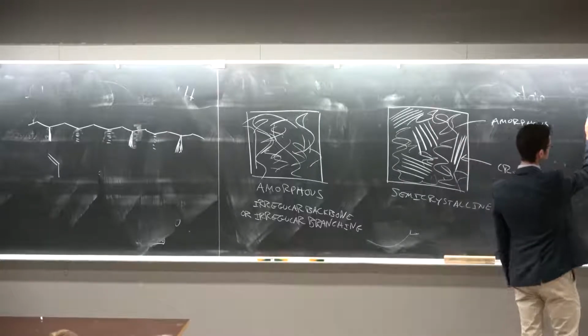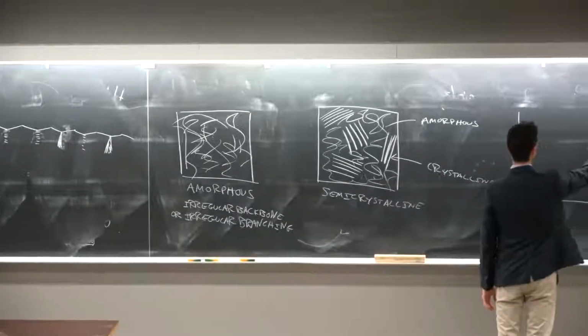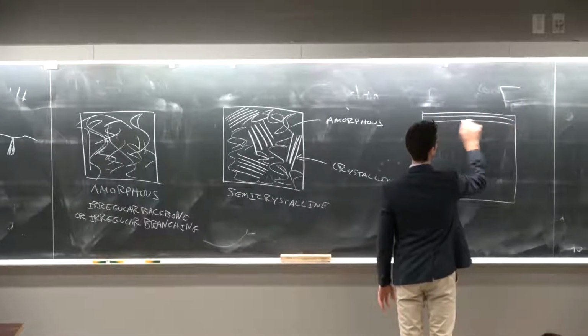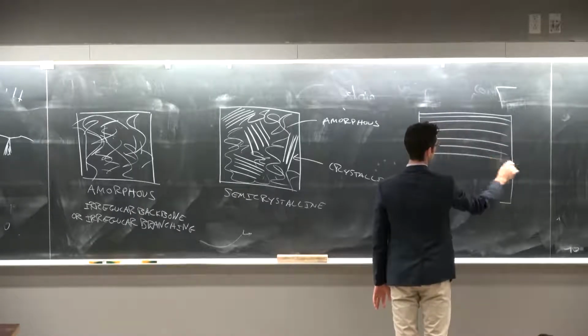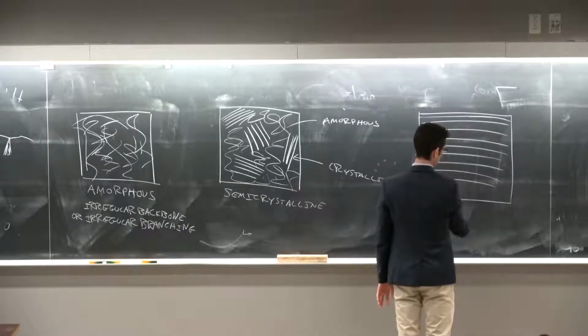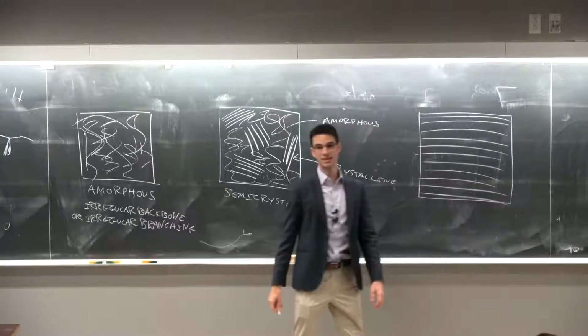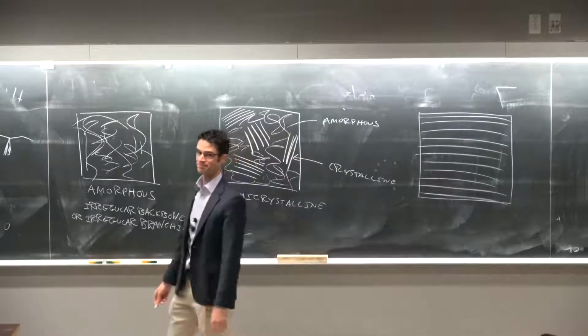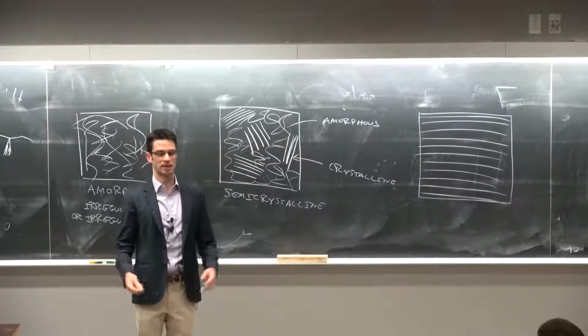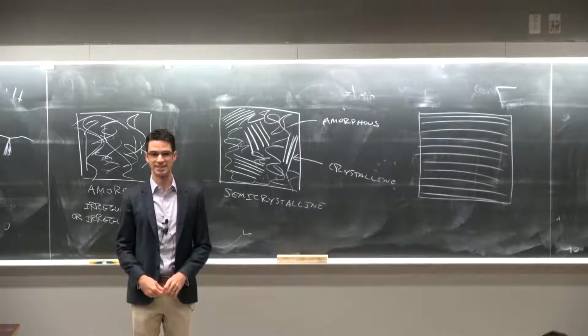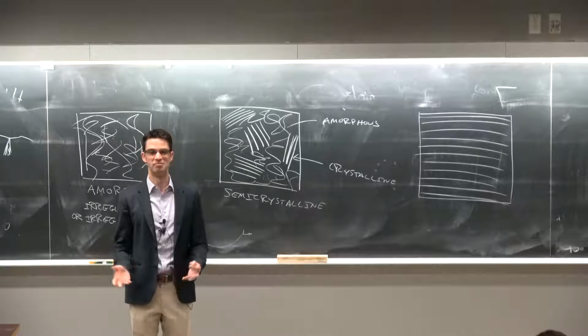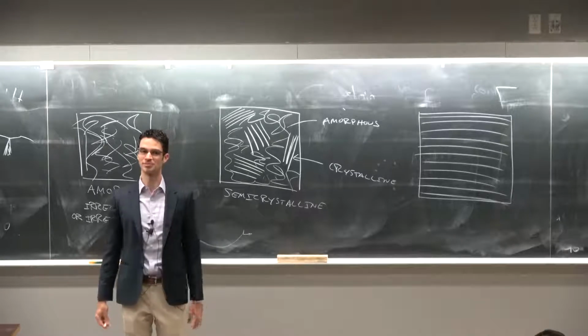Is it possible to have a polymer sample that's entirely crystalline? Say a polymer sample of any appreciable size, like say a few square millimeter chunk of polymer.